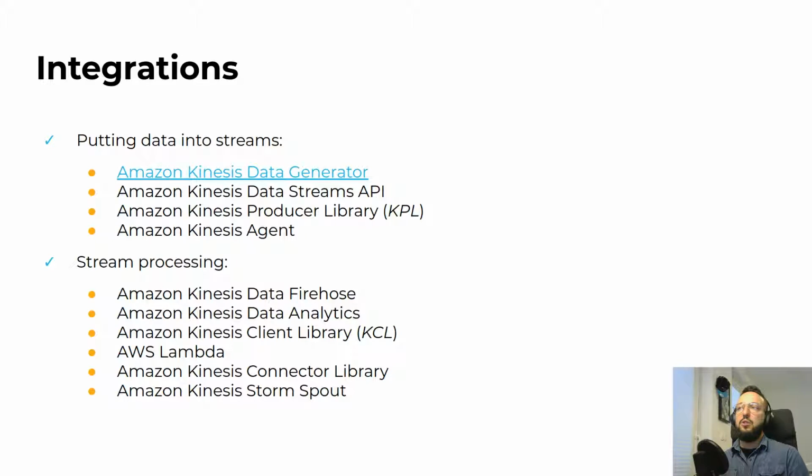And last but not least, you've got integration with Amazon Kinesis data streams with Storm, Apache Storm, because you've got a dedicated spout. If you haven't heard about Apache Storm, it's basically one of the first real-time processing engines, and spouts are just the entities that are available inside this framework for data processing. So Kinesis has a dedicated spout in order to integrate with Apache Storm.